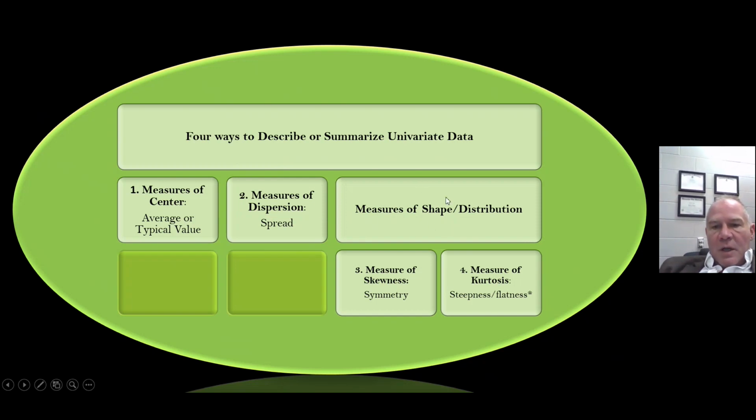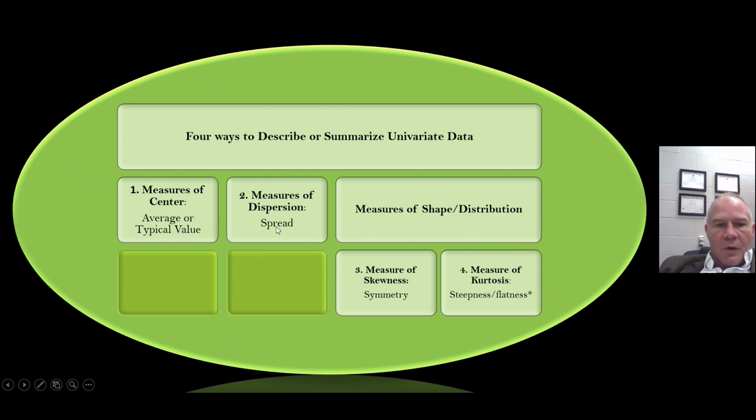And then we have measures of shape, and they come in two flavors. Measures of symmetry, or measures of skewness, which provide us some information about how symmetrical our data set happens to be. And then the measures of kurtosis, probably a term you've never heard of, and that tells us how flat or steep our data are relative to a normal distribution. That's why I put a little asterisk there. It's not an absolute flatness or steepness, it's relative to a normal distribution.